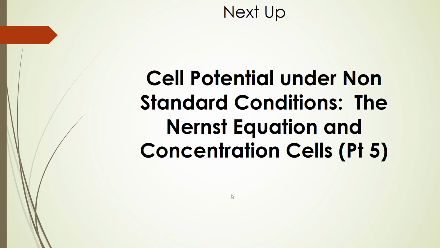Okay, so the next lecture is going to cover cell potential under non-standard conditions. We're going to look at the Nernst equation, and we're going to use the Nernst equation to do an example with a concentration cell. So that'll be the Electrochemistry lecture series part 5.